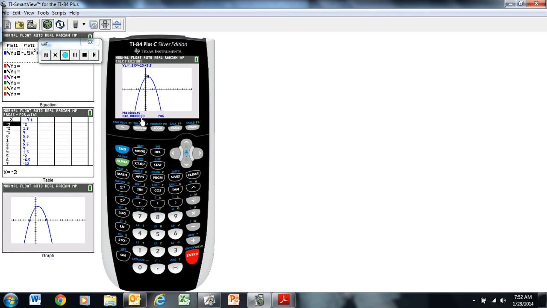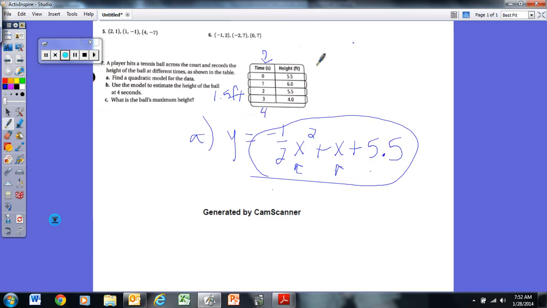And it's at 1 second, 6 feet. The 1 means time, the 6 means height. So at 1 second it reaches 6 feet. So the ball's maximum height is 6 feet.